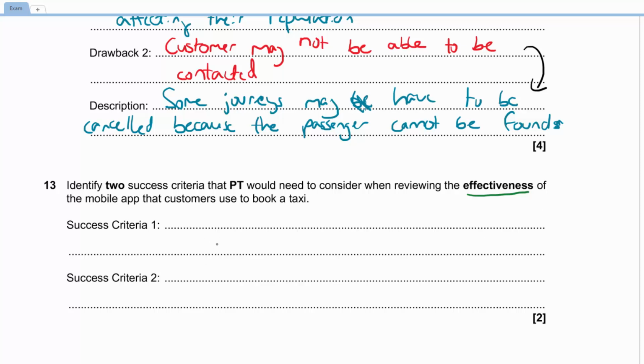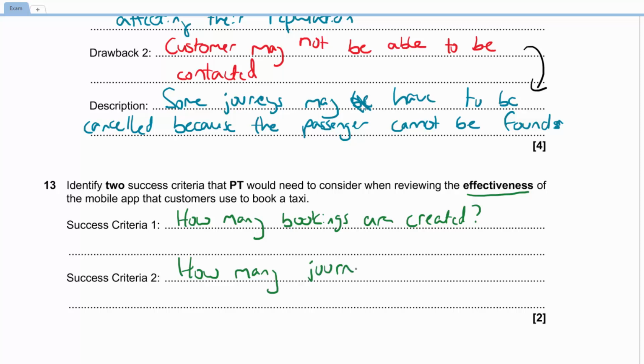So we could put maybe as a criteria, how many bookings are created. So we could do this as a question. If we only have a few bookings created via the app, then that shows it's not very effective. If people are still calling up, that's obviously not effective because the app isn't very good in that case. Another good performance measure we could think about might be how many journeys are completed. It's all well and good if you are able to book a taxi on an app, but if the journey gets cancelled because the address is wrong or the sat nav doesn't work or something like that, then clearly it's not very successful.